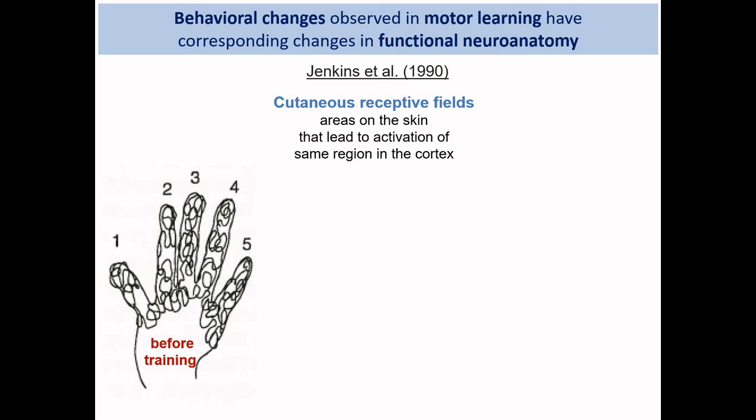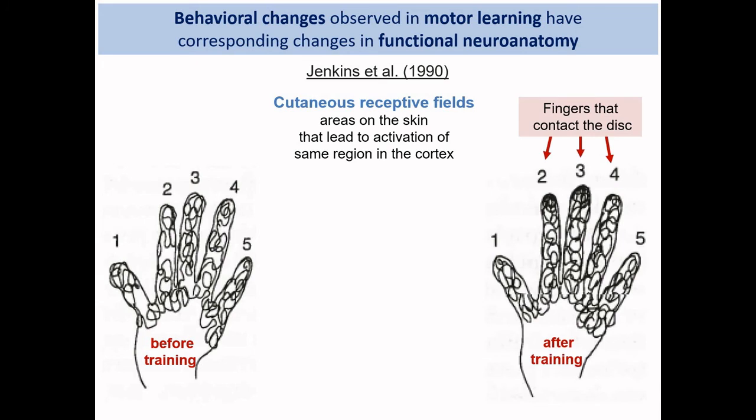Each receptive field is outlined with a black line. If the skin is stimulated anywhere within a particular receptive field, then the same region within the primary somatosensory cortex will be activated. Here we see a diagram of the cutaneous receptive fields in the fingers after training. If you look back and forth between these two receptive field maps, you'll notice some significant reorganizations that are occurring in the receptive fields. Look specifically at the middle 3 fingers, labelled 2, 3, and 4.